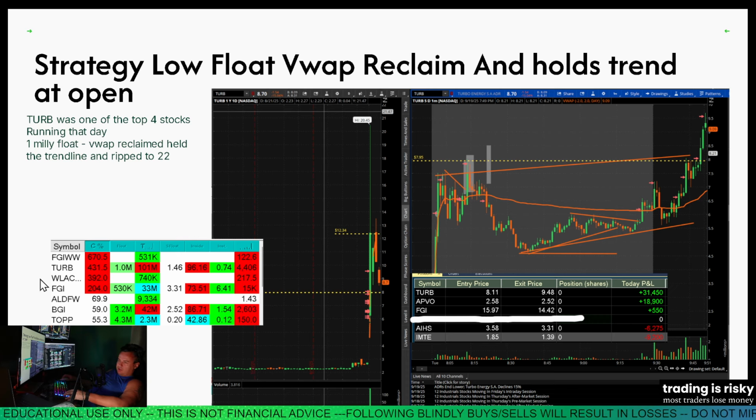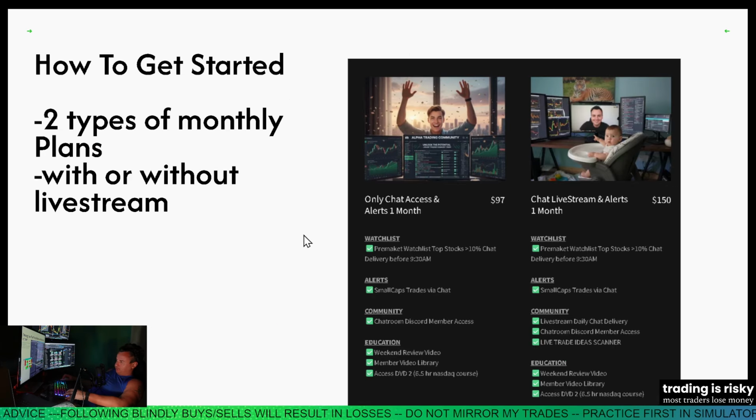You can see here on the left hand side, if you're using my pre-market gap scanner or pre-market new high of the day scanner, TURB was over here number one on the list at 400%, 1 million float, 101 million in volume. Insiders are 96%, relative volume 4406. So this is a very nice example of a ticker that went straight to the moon, that reclaimed VWAP, formed a nice trend, and it was a low float.